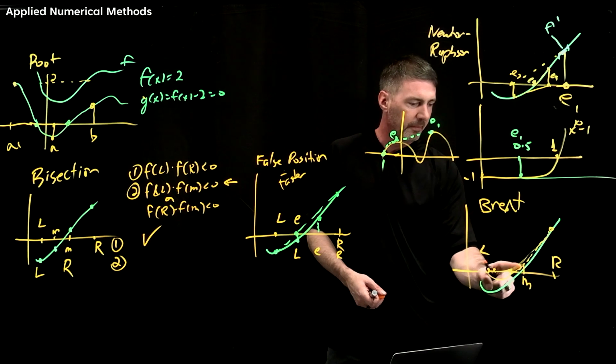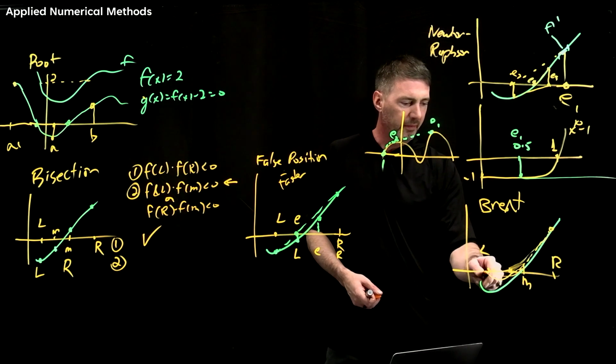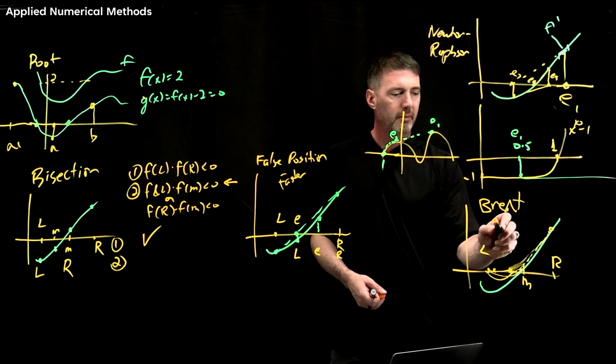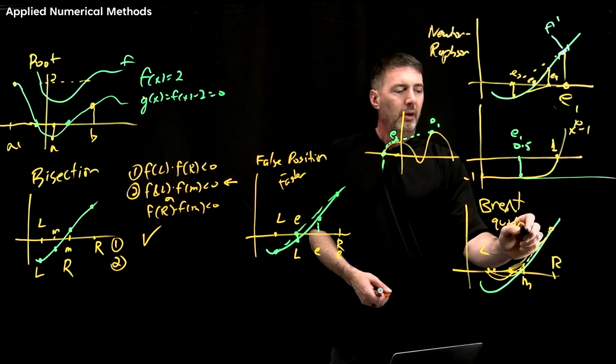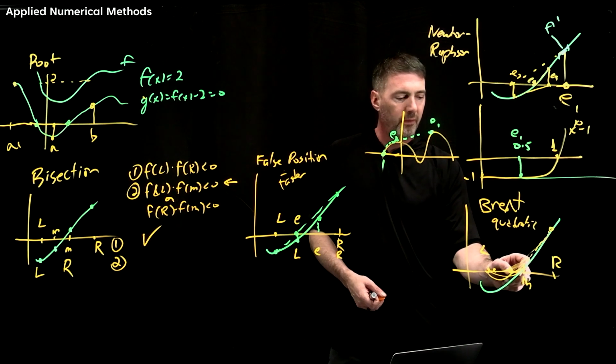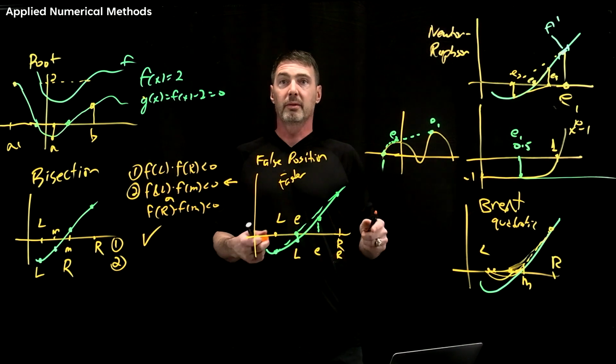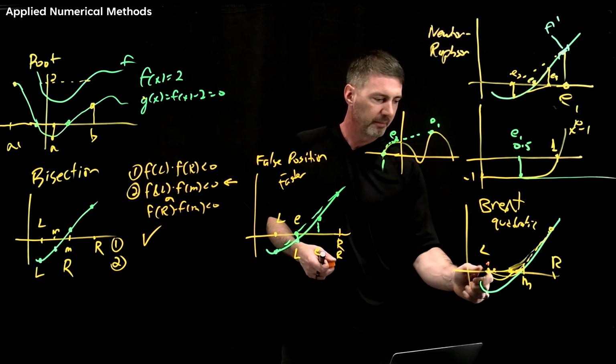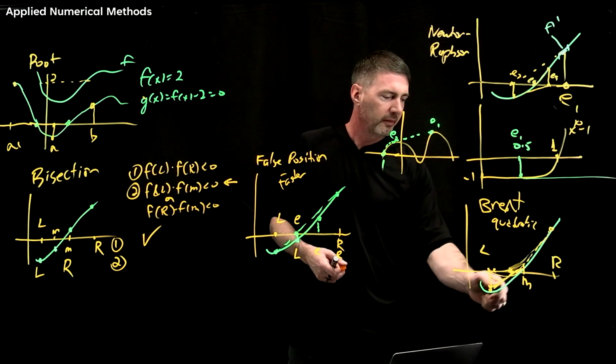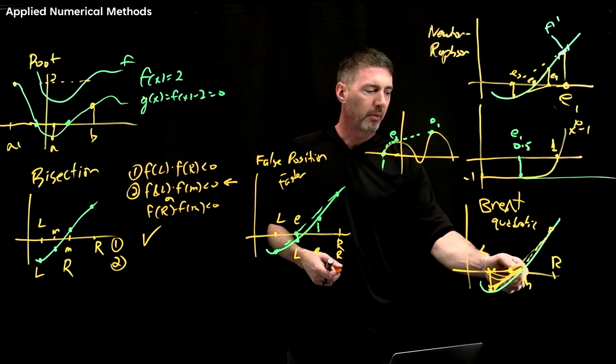So I didn't do that very well. It's going to take the middle point and it's going to fit a quadratic, okay? And it's going to solve for where that quadratic is 0. Man, I really didn't draw that well. It's a quadratic through the left point, the right point, and the middle point.